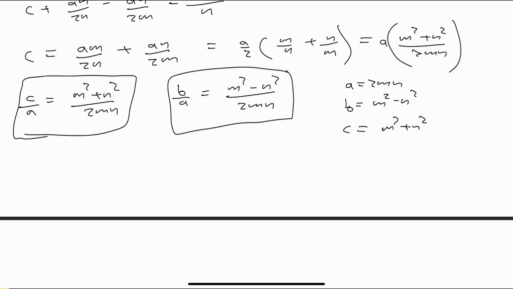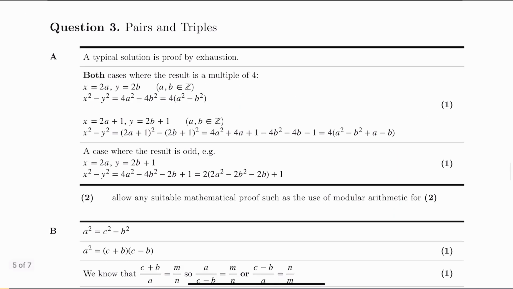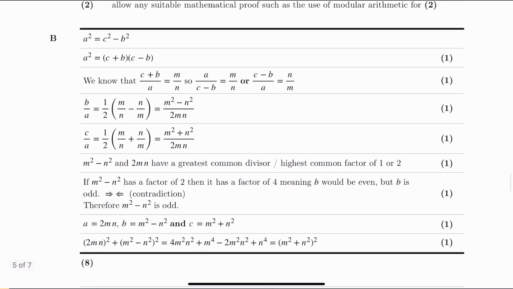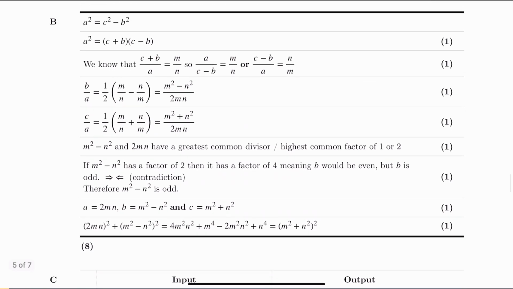Another thing is that these fractions are not necessarily in their simplest form. We don't know that for sure, and I'm not actually entirely sure how to prove this rigorously. I'm not going to try to come up with a proof that is a bit wiffly-waffly. But essentially you can just go to the mark scheme, and they've given an explanation here as to why this is in its simplest form.